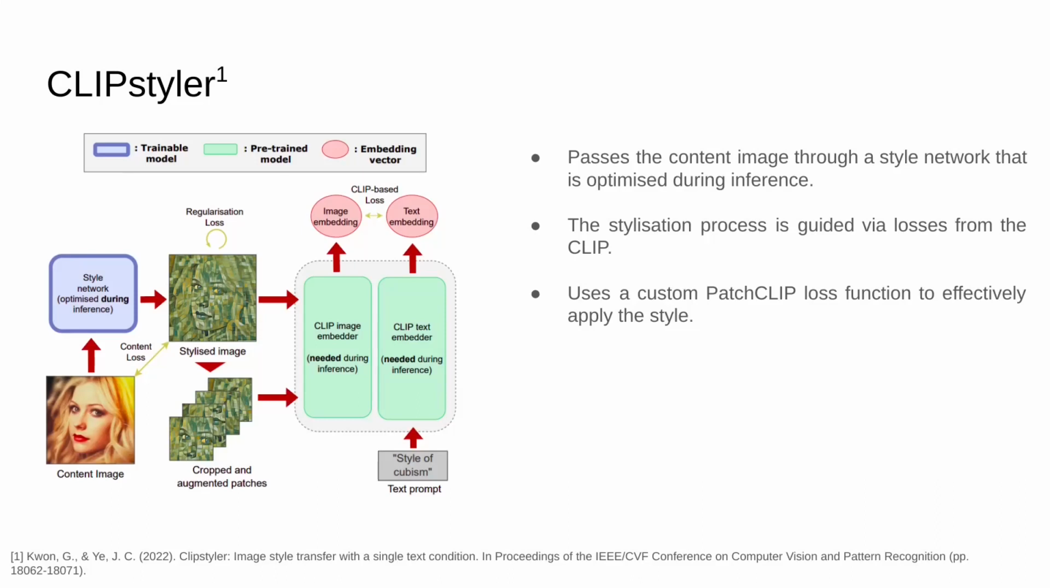The CLIPstyler technique for style transfer uses this ability of CLIP to guide image stylization. CLIPstyler uses an image-to-image CNN that transforms the content image into a stylized one. It uses CLIP to compute the distance between the stylized image and a given text prompt. For a given text, the CNN is optimized while minimizing this loss until the resulting image is stylized as desired, which is a time-consuming process.